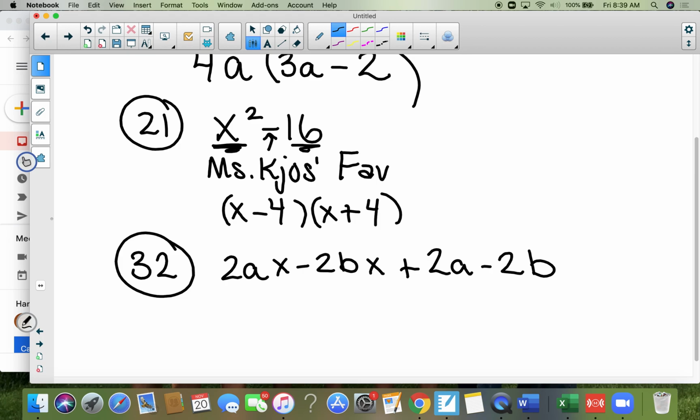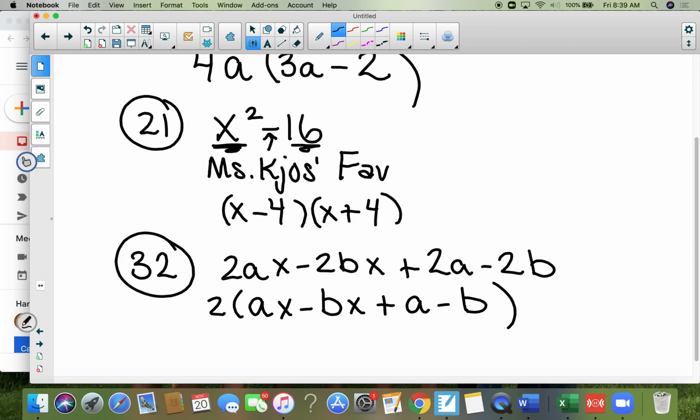What's the first thing you have to do? Miss Cho says on every problem, look to see if there's a greatest common factor. Is there a greatest common factor between all those four terms? Yep, there is a 2 in common. Take out the 2. I took out the 2.